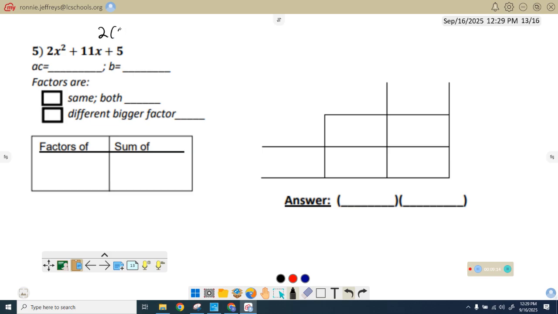All right. 2 times 5 is 10. They add up to positive 11. All right. So these are going to be both the same. They're both going to be positive. All right. So two numbers that when you multiply them, you get 10. You add them, you get 11. 10 and 1. Yep.